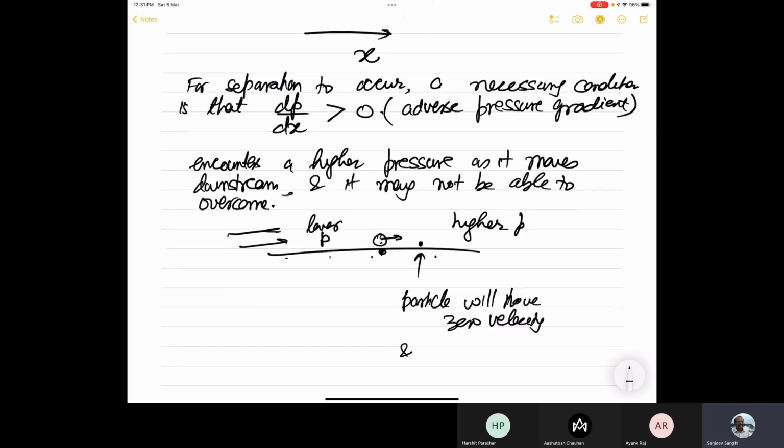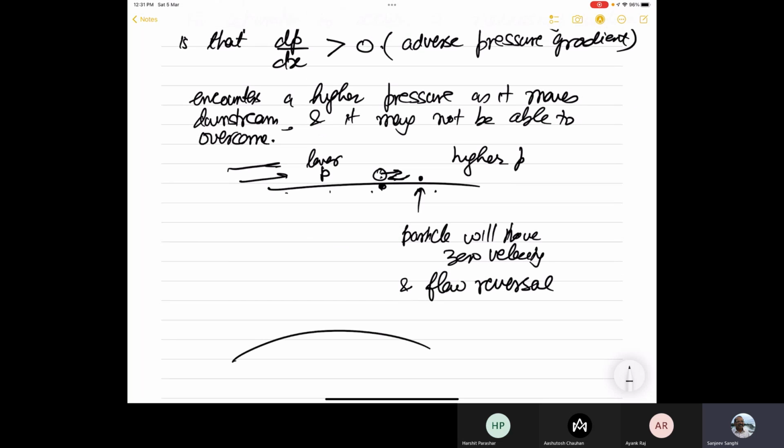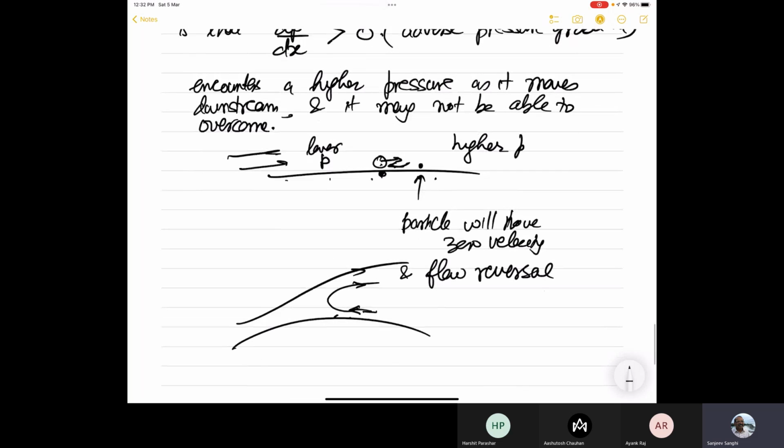And you may also have flow reversal. So beyond this, the flow may start actually going in the backward direction. And that is what you sometimes see in the flow. You have streamlines like this, but then there are these regions where the flow starts to take a reversal. And this region where the flow is reversing is the separated region.